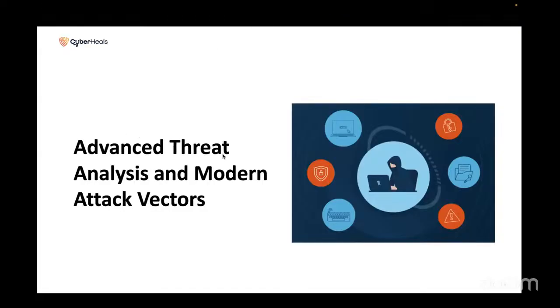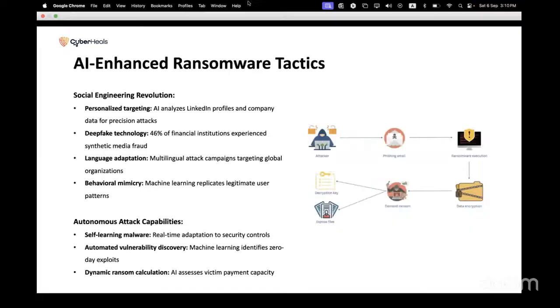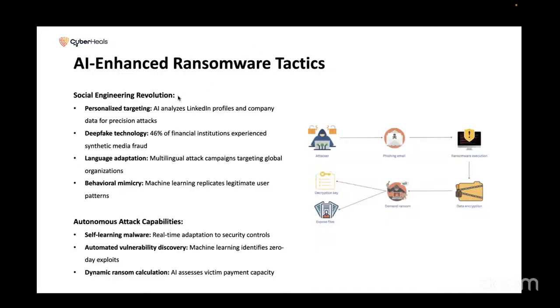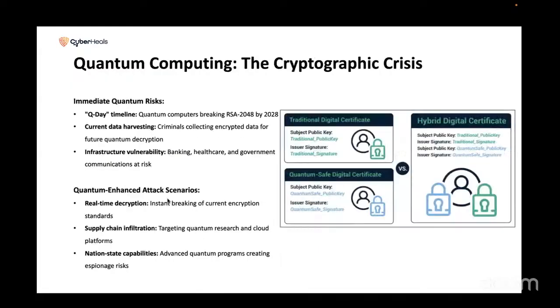So how do they do advanced threat analysis? They use social engineering. Last session we talked about it. Personalized targeting, deepfake-like voice calls and video calls, talking to you as if it's coming from your boss. Language: you have LLMs and you have tools like ElevenLabs to dub your voice. Autonomous attack, self-learning malware, that is more dangerous. It learns by itself and then creates and destroys by itself. Self-learning malware.